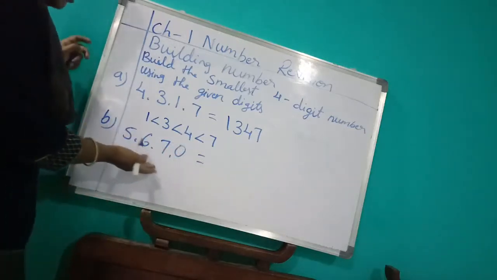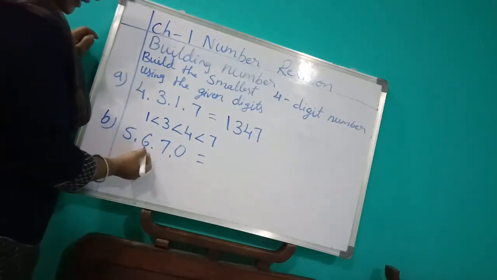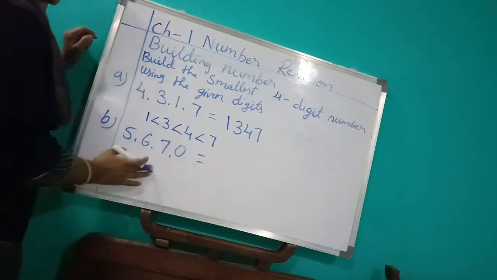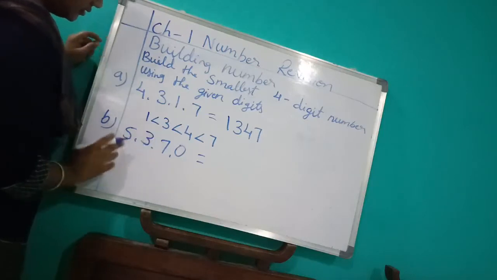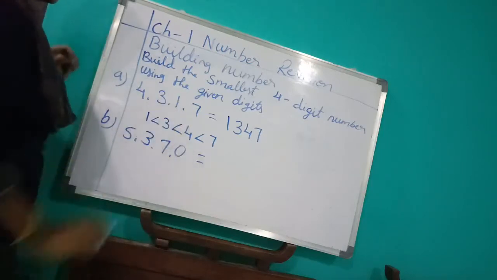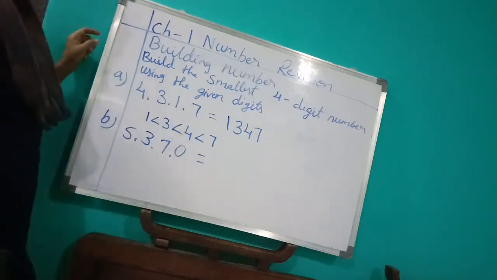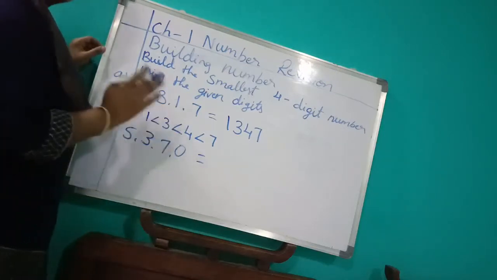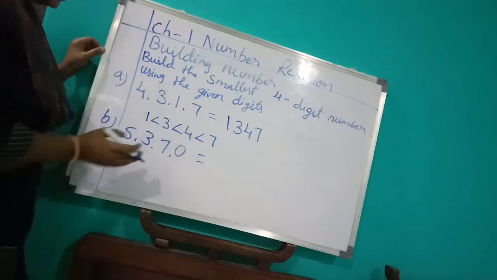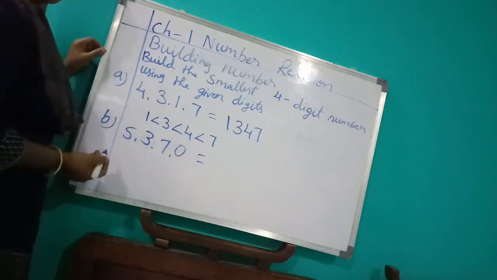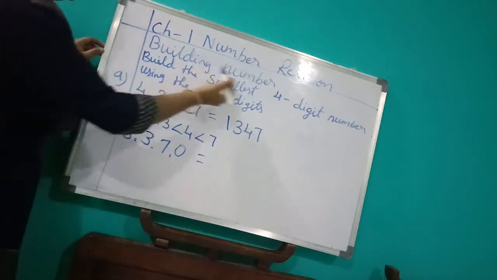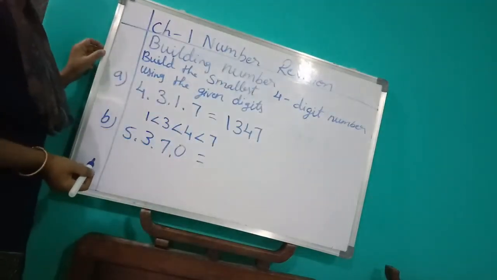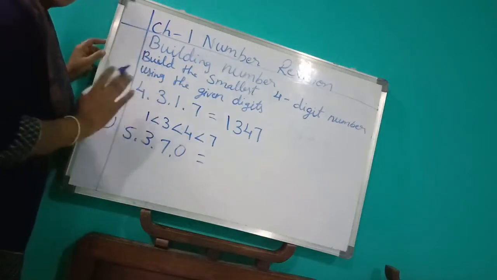See here children, for example here 5, 3, 7, 0 they given. In this number which one is smallest? 0. But also you should not take 0 first. Because if you keep 0 first, what will happen? It will become 3-digit number. Here they are asking 4-digit number. Yes, that's why 4-digit number only should form.